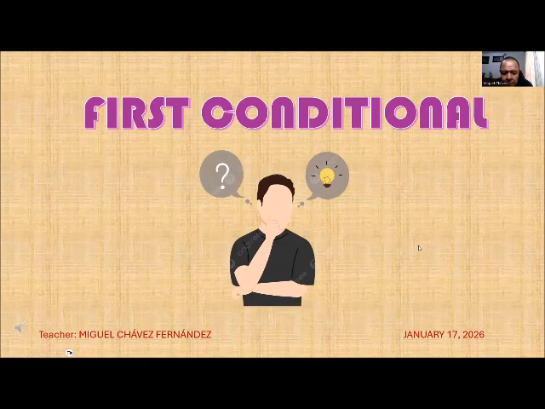The first conditional is used to describe real and likely future situations that depend on a condition. It's often used for warnings, offers, advice, and plans, and is common in everyday English to talk about decisions and consequences. In this lesson, you'll learn what the first conditional means, when to use it, how to form it, and see examples to help you understand and use it correctly.